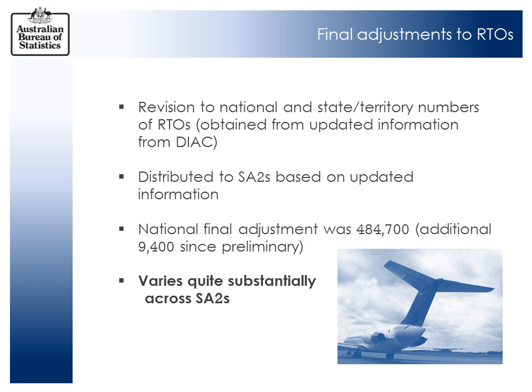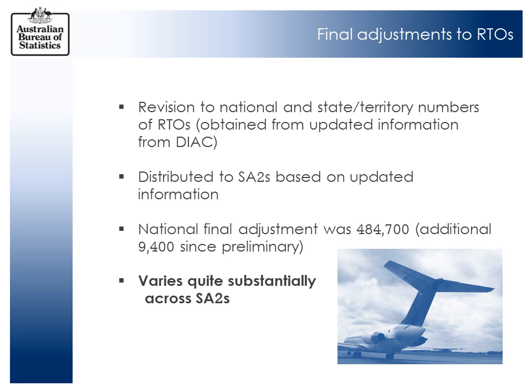The first main difference was the revision to the number of residents temporarily overseas. We obtained an updated count of RTOs at the national, state and territory level from the Department of Immigration and Citizenship. These counts were then distributed to SA2s based on updated information. The availability of final RTO information resulted in a revision to Australia's population by around 9,500 people, which, out of the whole country, was not a big difference. However, it varied quite substantially across SA2s.